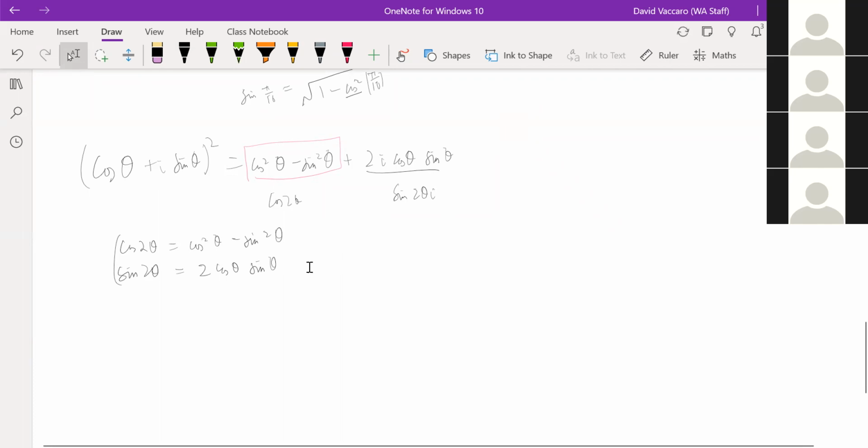I think it is something that you should reflect on, because you could prove these double angle formulas completely geometrically by looking at the geometry of the circle or something like that. And it's quite cool that there's a completely algebraic way of proving them.